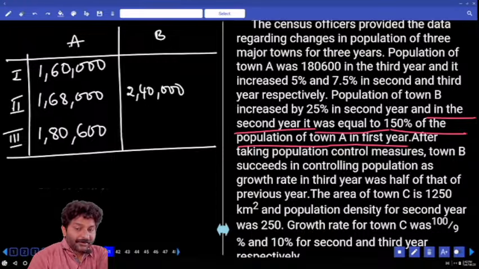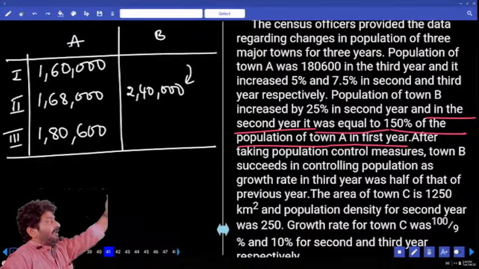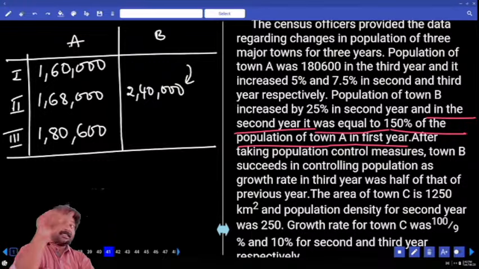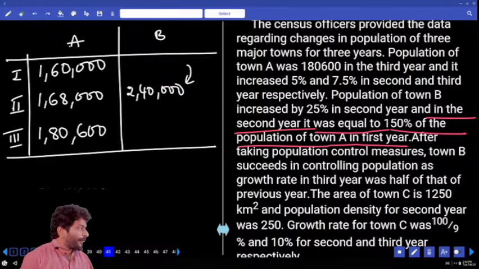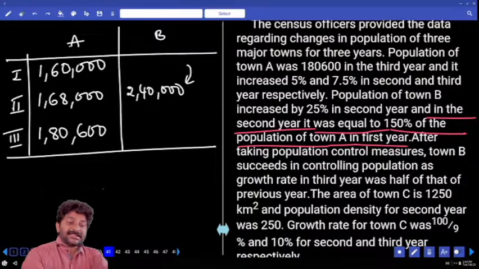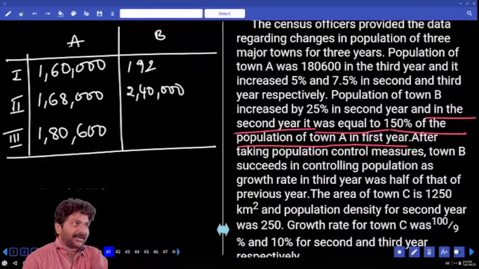Correct? From first year to second year, what percent got increased? 25%. In first year, if it was 100%, second year it becomes? That means they are in the ratio 4 parts in first year, 5 parts in the second year, right? If 5 parts is 2,40,000, what is 1 part? 48,000. 4 parts in the sense double only? 48 double, 96. 96 double, 192. And you know that how many more zeros you need to write? 2, 3 or 4? 3.